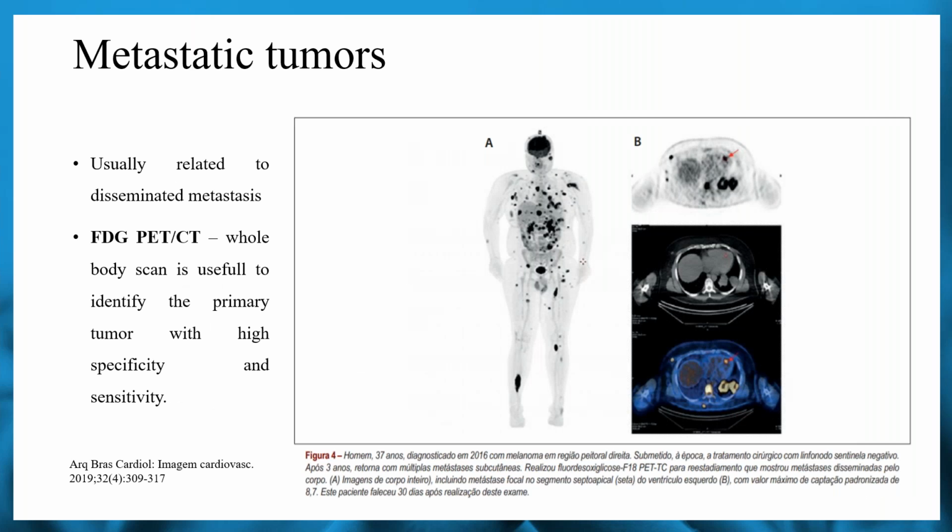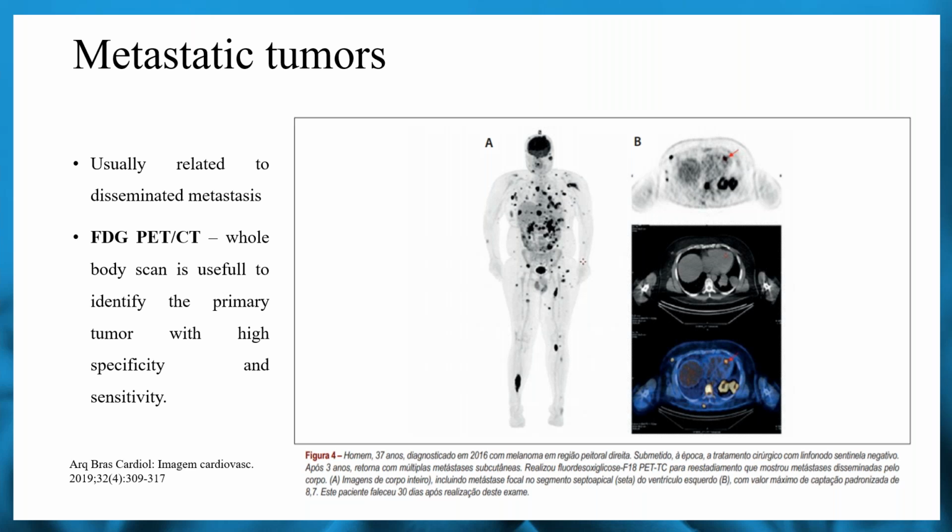The metastatic tumors, the secondary tumors, are usually related to disseminated metastases from a kind of cancer. And the FDG PET-CT, providing a whole body scan, is useful to identify not only the primary tumor with high specificity and sensitivity, but also to detect metastases. Here we brought an example, a case from our service, from the Hospital das Clínicas, about a 37-year-old man diagnosed in 2016 with a melanoma in the chest.